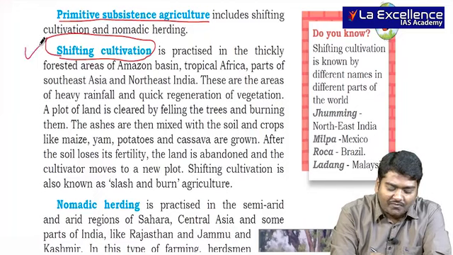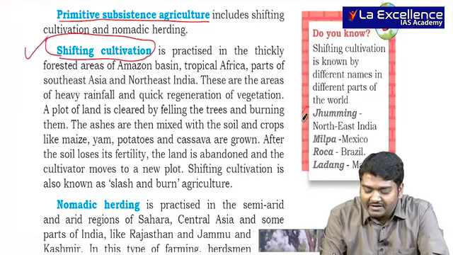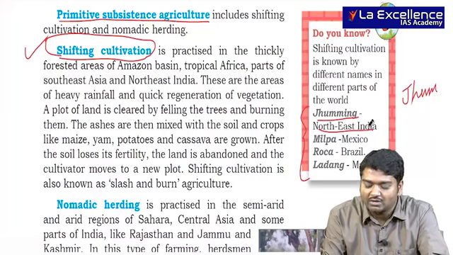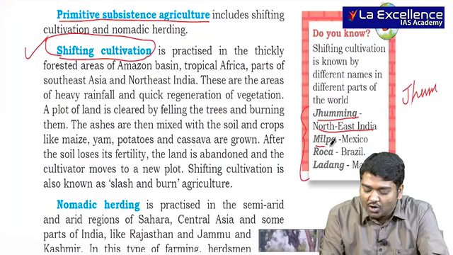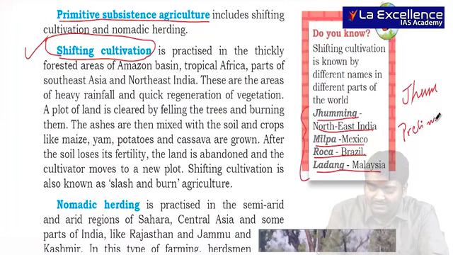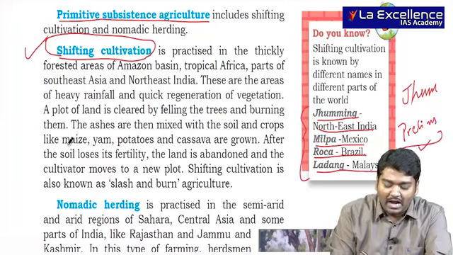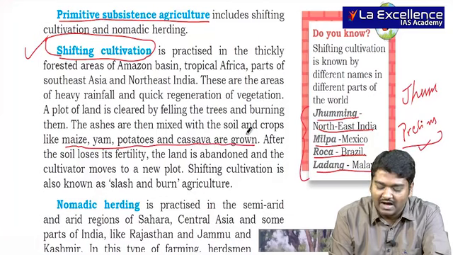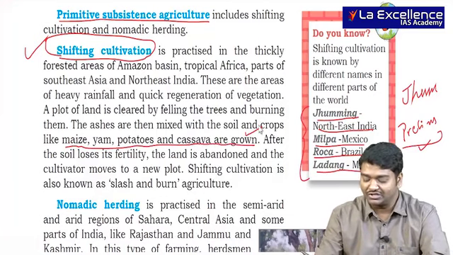This is called shifting cultivation, and the different names given are: it is called jhum or jhumming, jhum cultivation in northeast India. In Mexico it is called milpa, in Brazil it is called roca, and in Malaysia it is called ladang. Usually in prelims they may ask you this, right? And you should be aware of this. Maize, yam, potatoes and cassava are usually grown in this region.